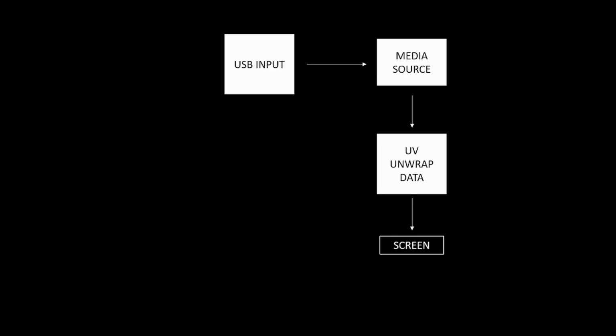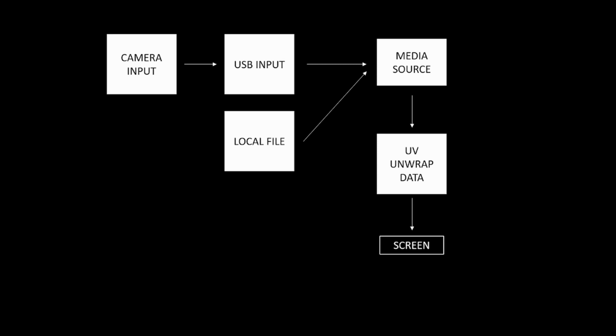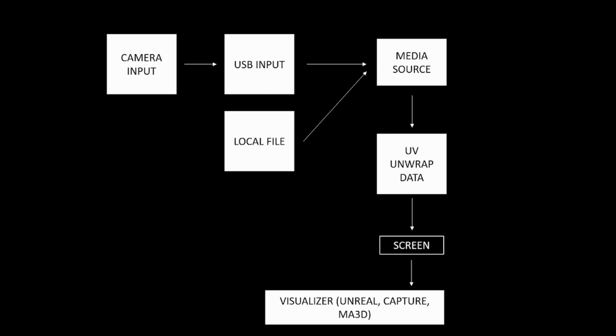Our media source is going to come from a USB input, which is connected to my camera input and can be connected to a media server, or it's just going to come from a local file. And then in our visualizer, we're going to import our 3D screen into that, and then configure our settings in our visualizer to use our USB input or our local file.